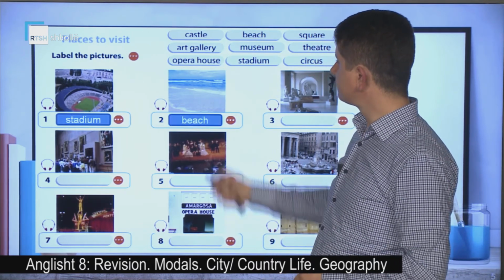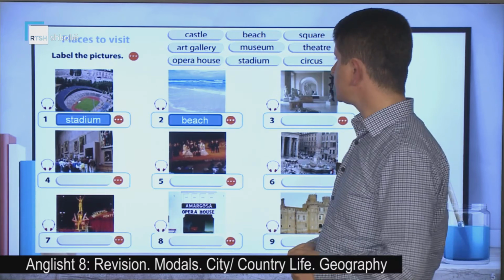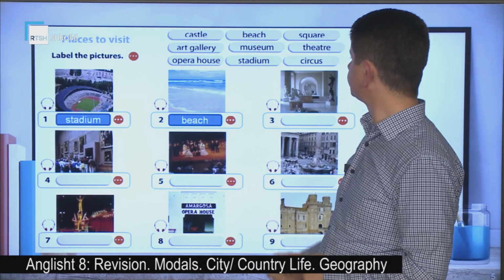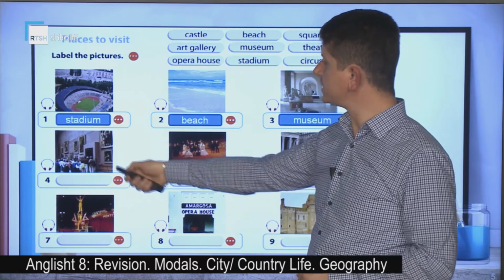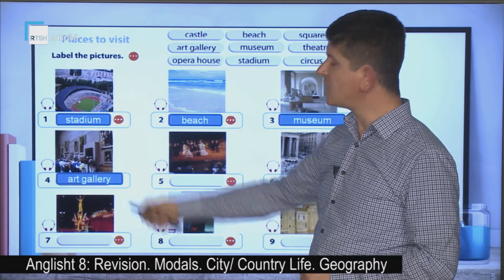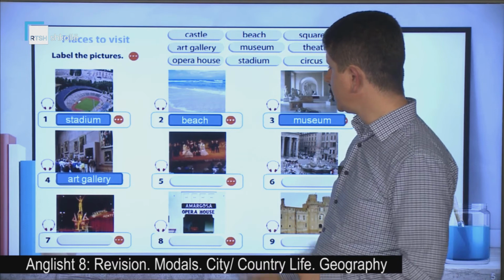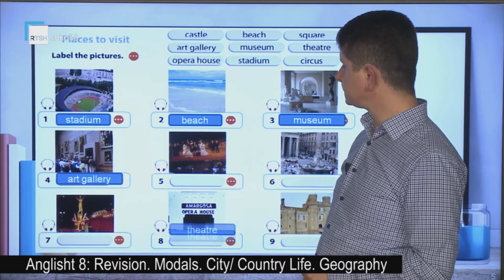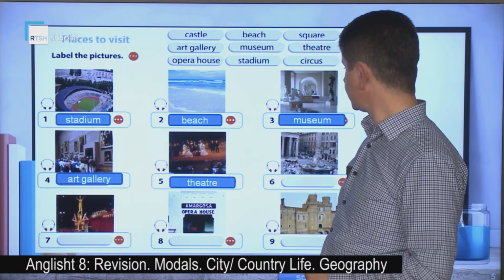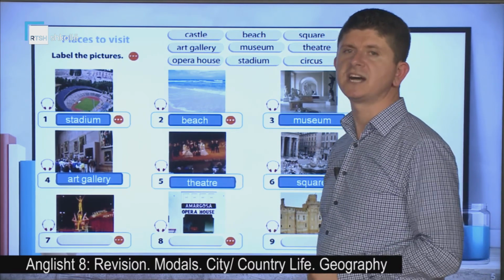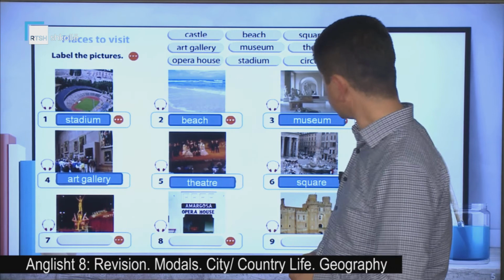The second picture, it's a beach. Plazh, we say in Albanian. The third, it's a museum. Muse. The fourth picture, it's an art gallery, Gallery Artesh. The fifth picture, it's a theater. The sixth picture, it's a square. The Skanderbeg Square, for example, Sheshi Skanderbeg.